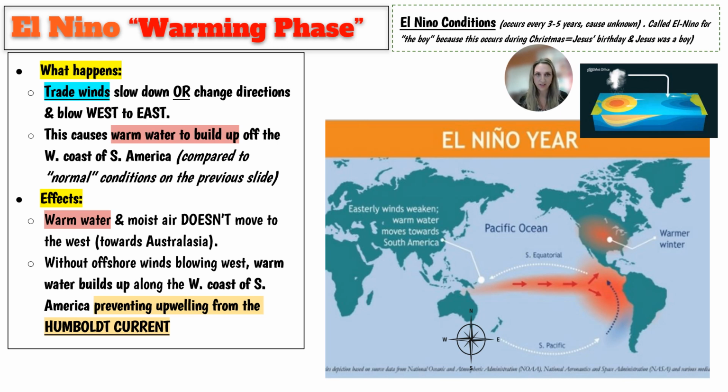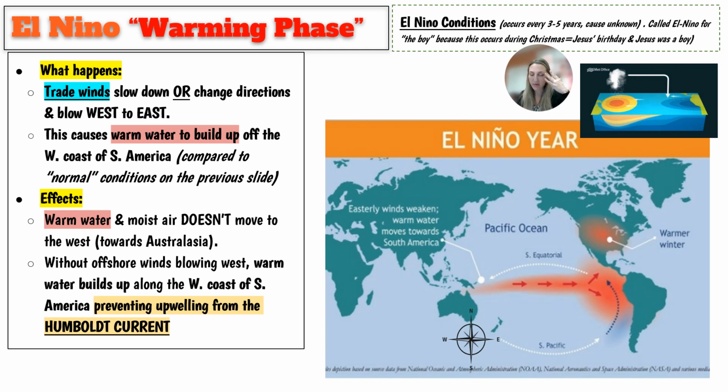During an El Nino phase, this is referred to as a warming phase because the west coast of Peru is warmer than it would be normally. It occurs every 3 to 5 years, and it's referred to as El Nino, like the boy, because typically they see these phenomena happening around December, which would be when we celebrate Jesus' birth. Jesus was a boy, so El Nino means boy. It's really just referring to the time of the year when they see this happening. It's referred to as a warming phase. This is a warm current off the coast of Peru.